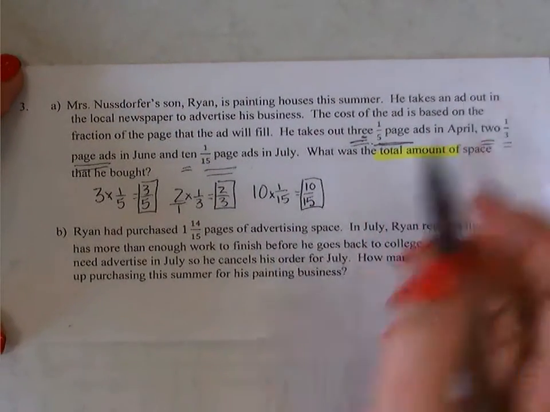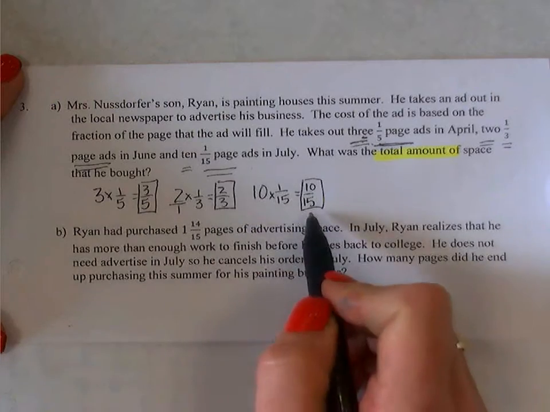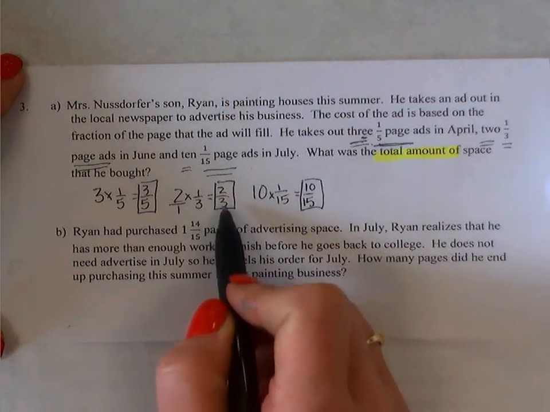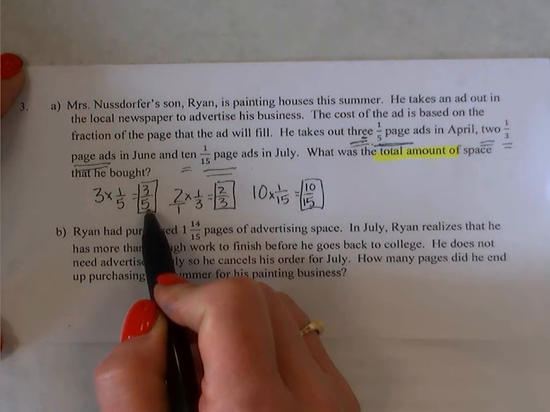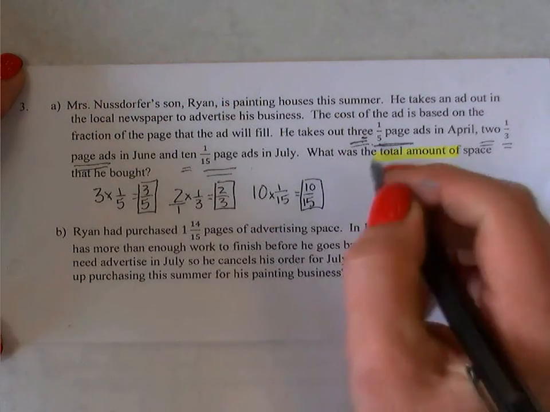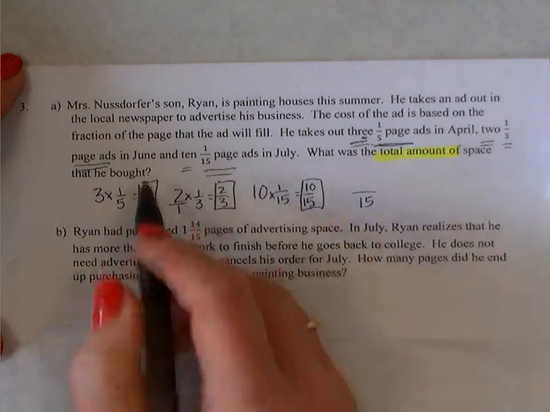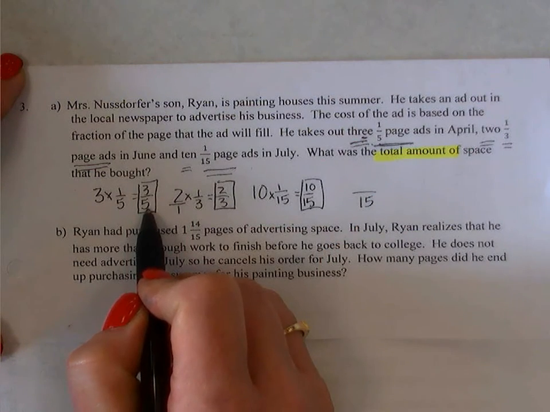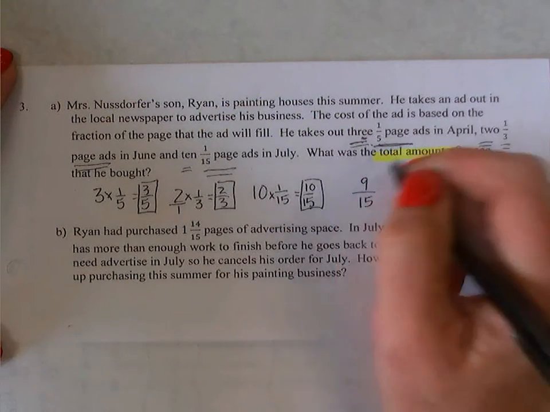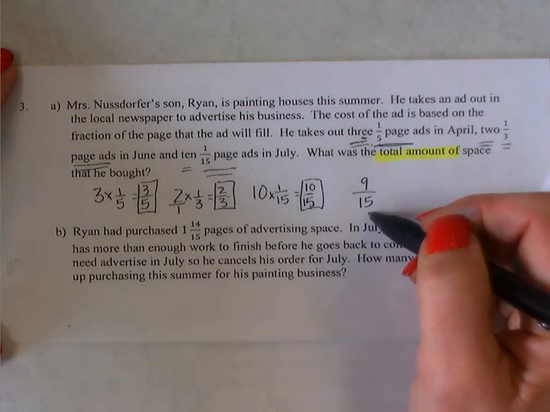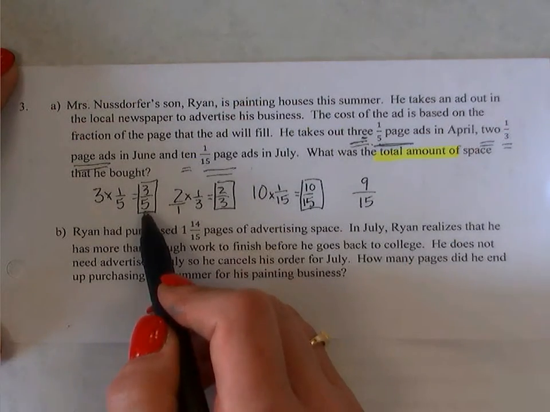So I now have the fractions that were purchased in each month, and I need to add those together. In order to do that, though, I need to have common denominators. So if you'll notice, 3 and 5 are both factors of 15. I can rewrite 3/5 with a denominator of 15. 5 times 3 gives me 15. And whatever I do to the denominator, I also have to do to the numerator. So 3 times 3 gives me 9. 9/15 is an equivalent fraction to 3/5.